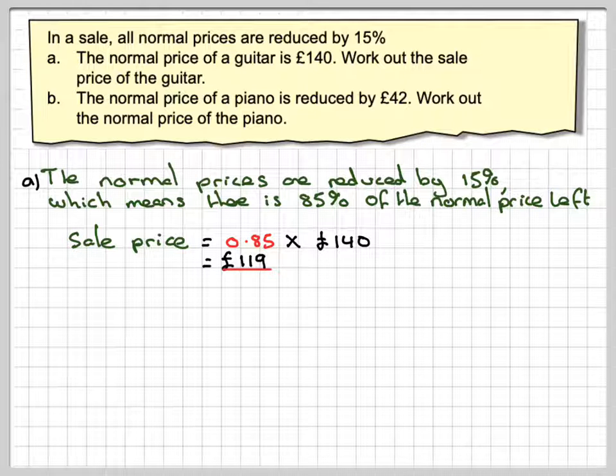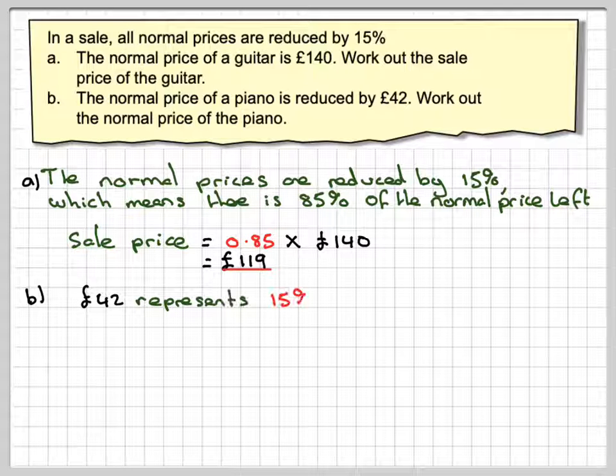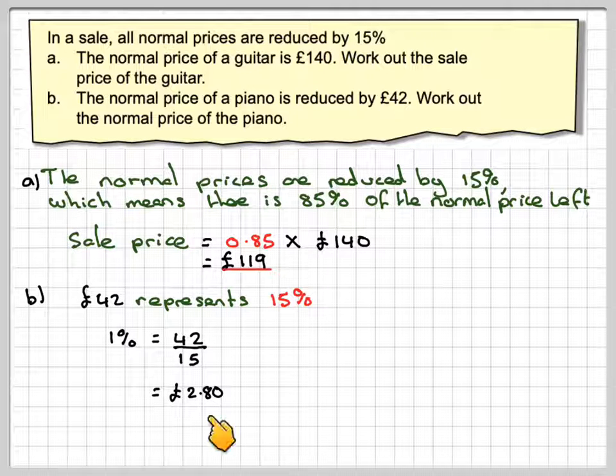Now, in the second part, the normal price of the piano is reduced by £42. So therefore £42 represents 15%. Therefore 1% will be represented by 42 divided by 15, which is equal to 2.8.